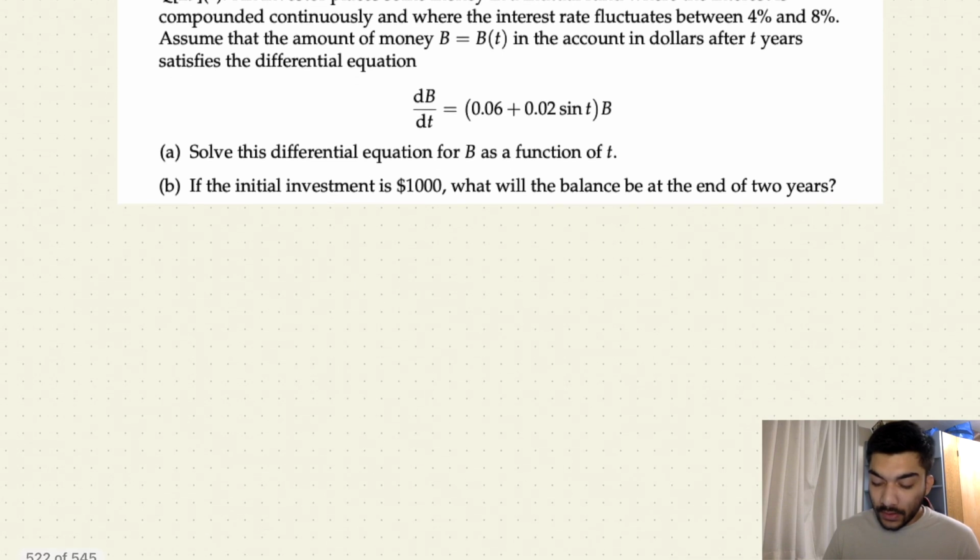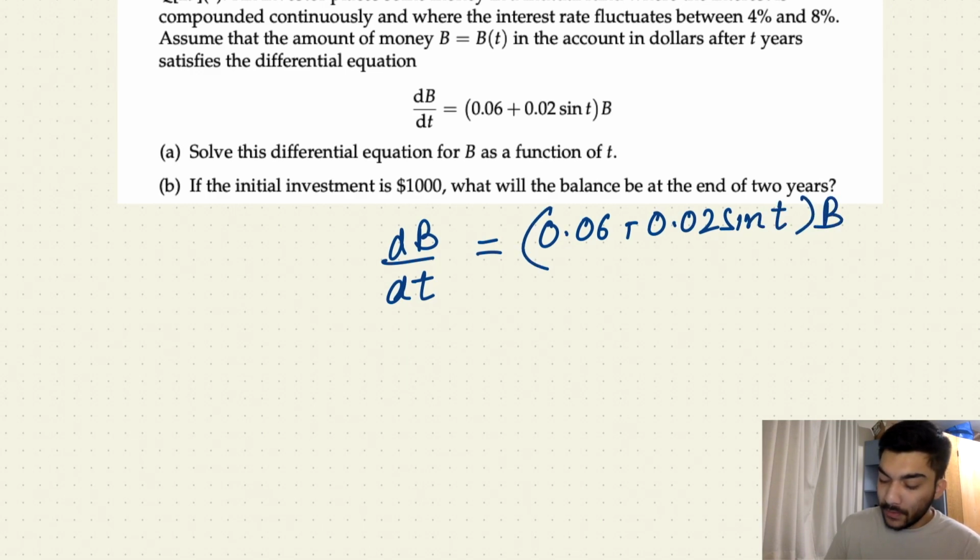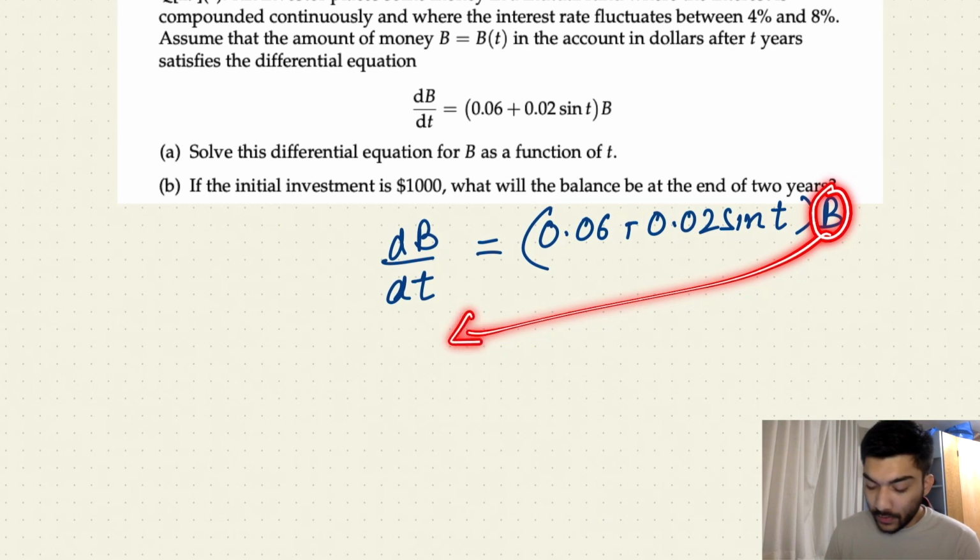So let's solve this differential equation. Your differential equation is dB by dt equals 0.06 plus 0.02 sine t times B. Since this is a separable differential equation, we'll separate the similar variables on one side. So B will be moved to this side, and we'll move dt to the other side.